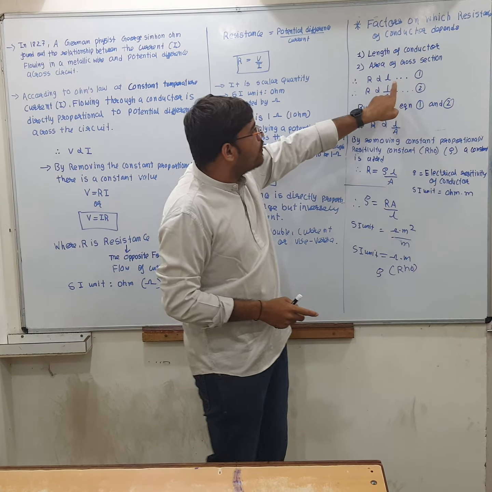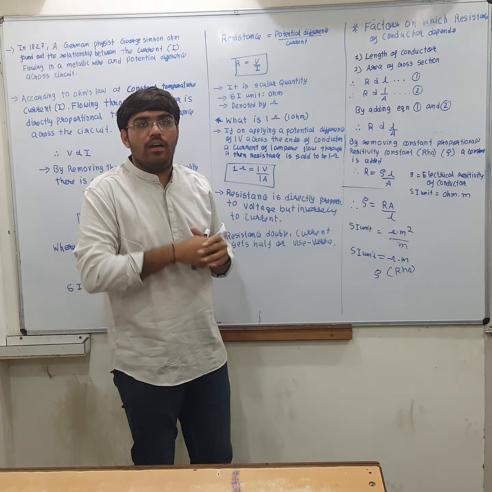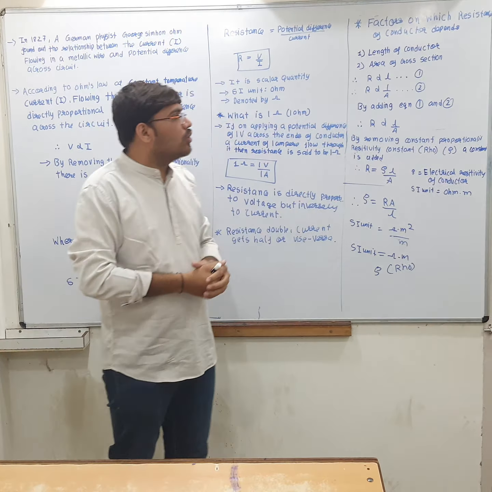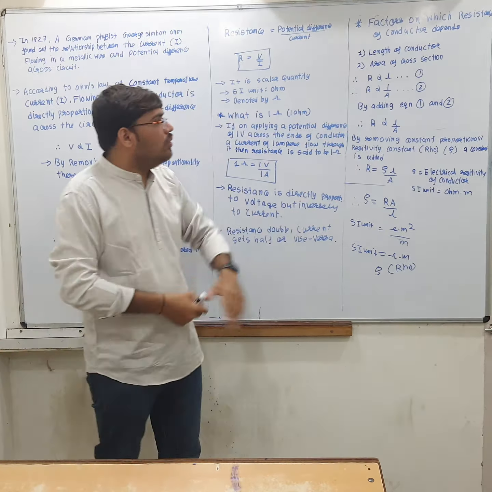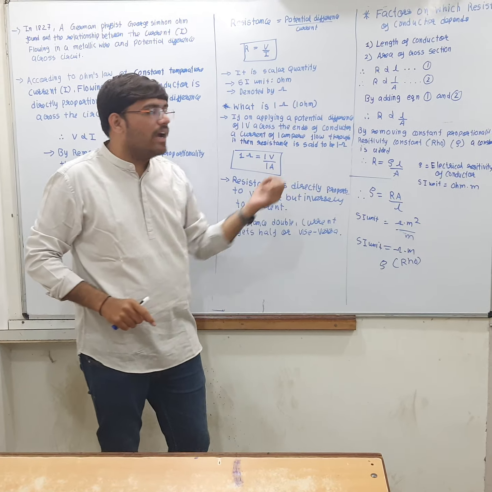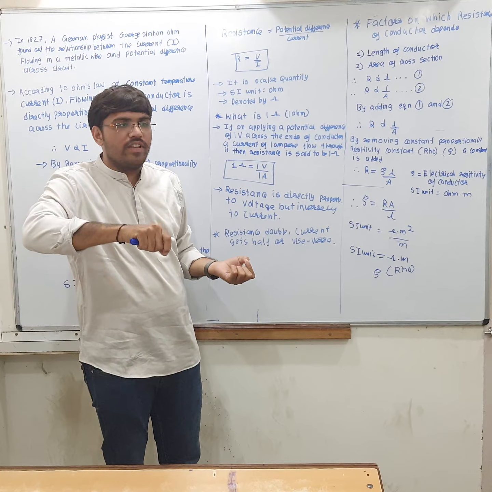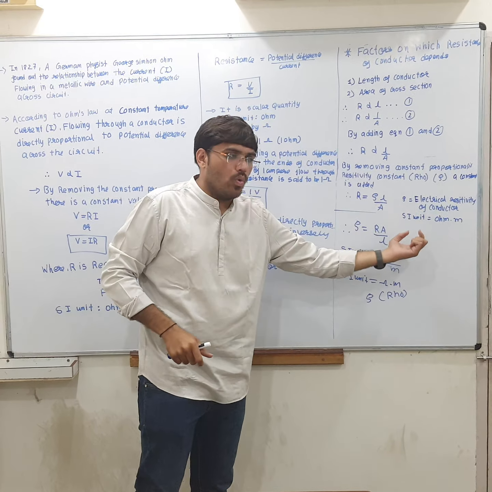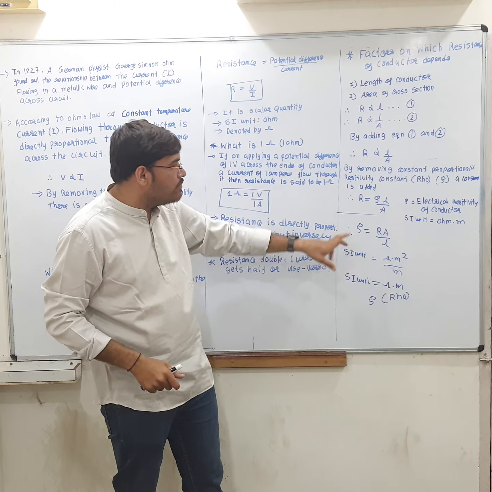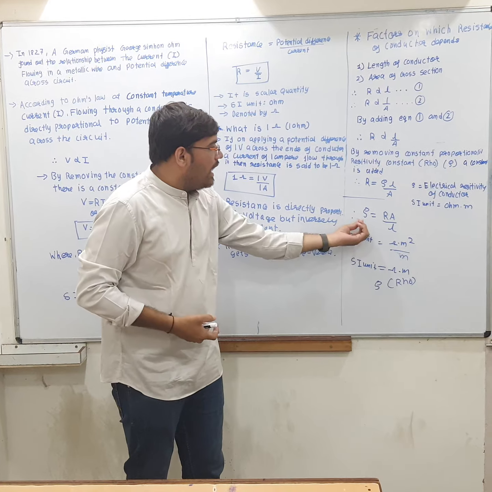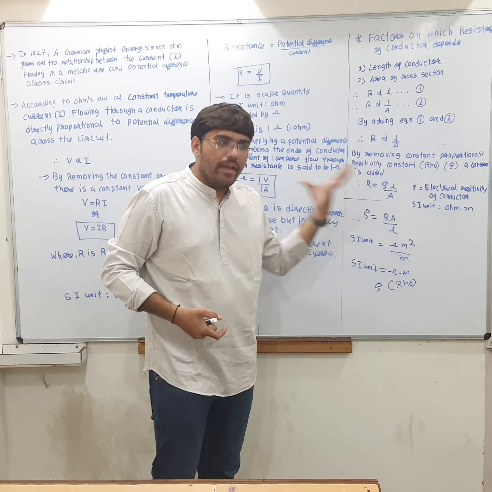So R is directly proportional to L, and R is inversely proportional to 1 by A. Combining equations 1 and 2, R is directly proportional to L and inversely proportional to A. R is proportional to L by A. To remove the proportionality again, we need a constant, and here we put the constant that is called electrical resistivity. That is rho, its symbol is this, and it is pronounced rho. R is equal to rho L by A.